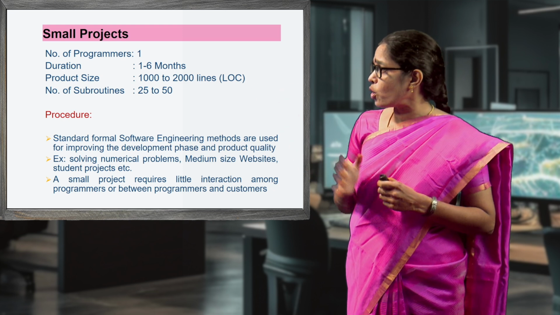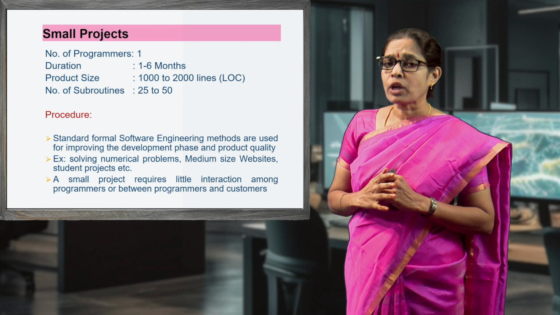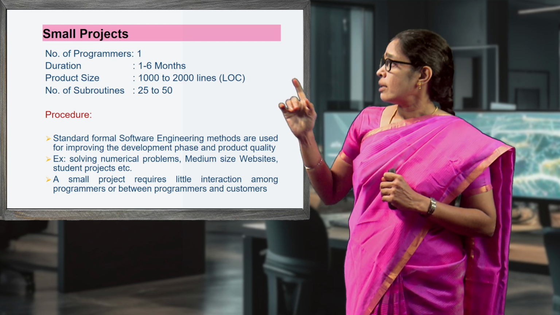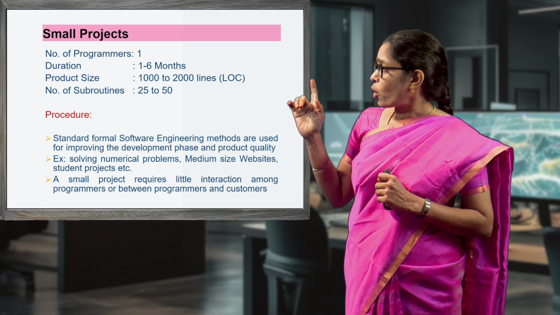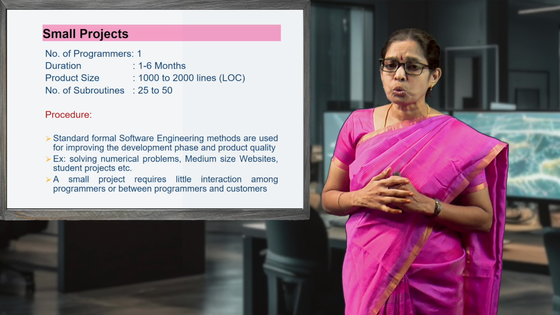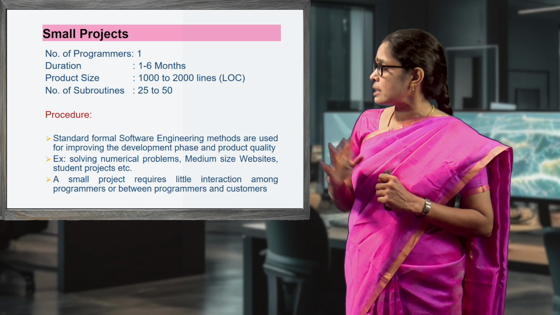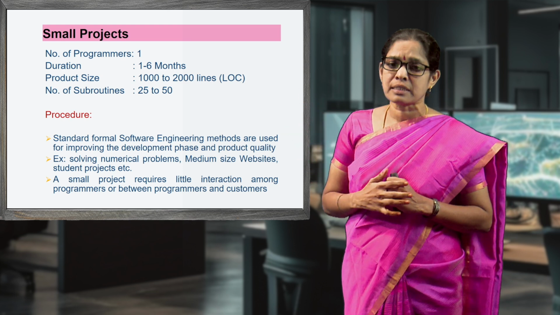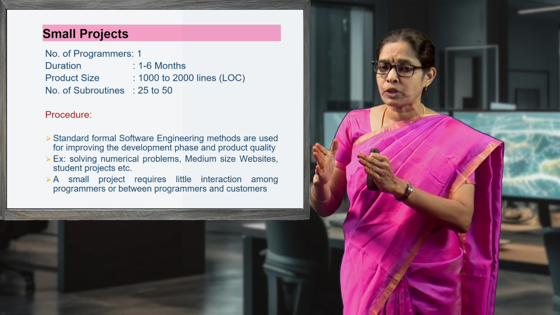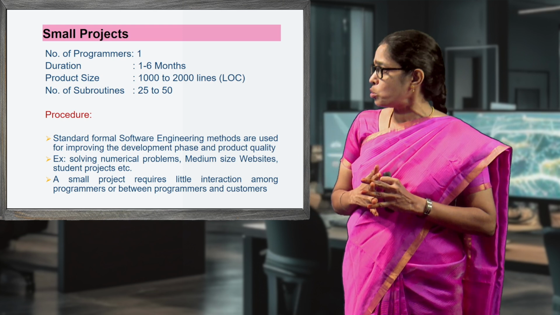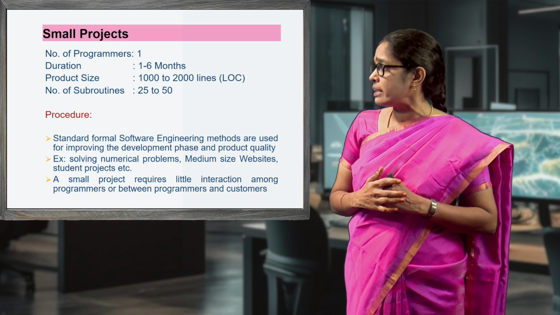Then small projects, similarly like the previous one, where one programmer can be involved. The project duration is 1 to 6 months. The product size is 1000 to 2000 lines. The number of subroutines in this category is 25 to 50. Here, standard formal subroutine software engineering methods can be used to improve the development phase and product quality.